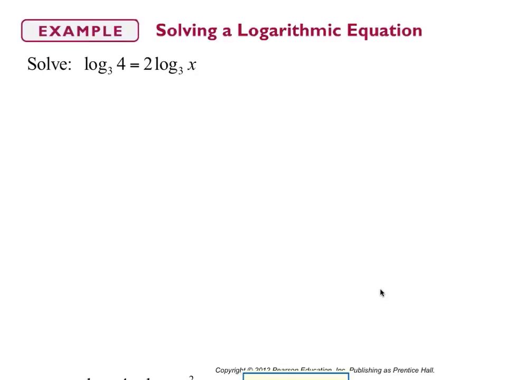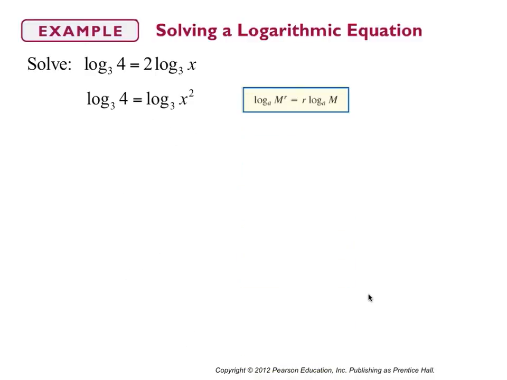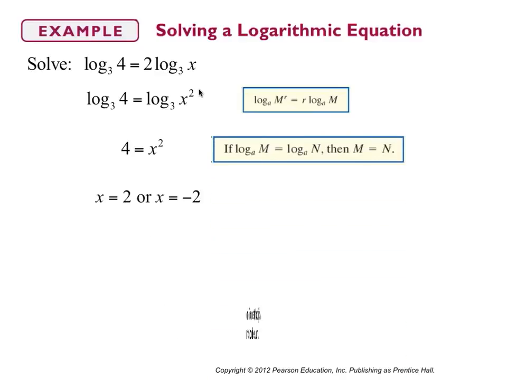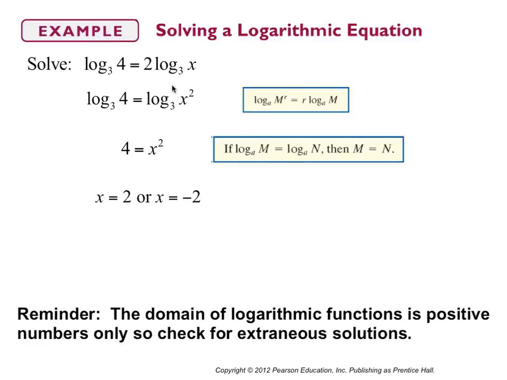All right, let's look at solving some logarithmic equations. So let's say we have log base 3 of 4 equals 2 times log base 3 of x. In this case, we want to rewrite our 2 as an exponent. So we have log base 3 of x squared. And if you notice, we have log base 3 on both sides, so we just ignore it. We have 4 equals x squared. Take the square root of both sides, so we get 2 or negative 2 for x.